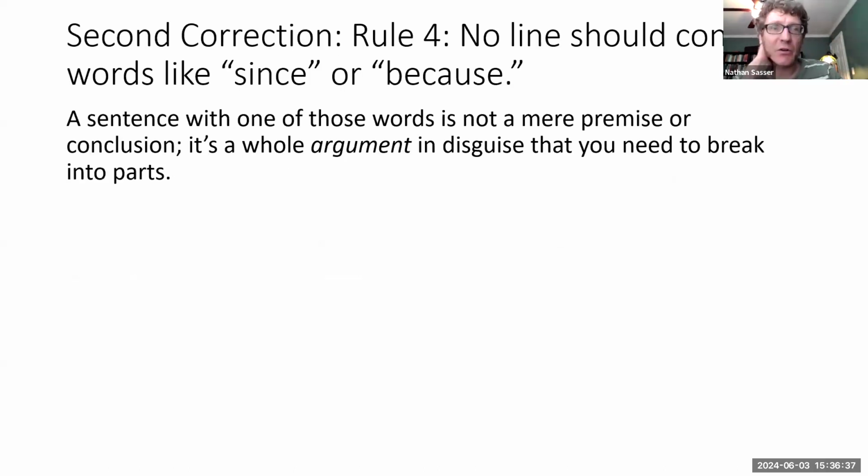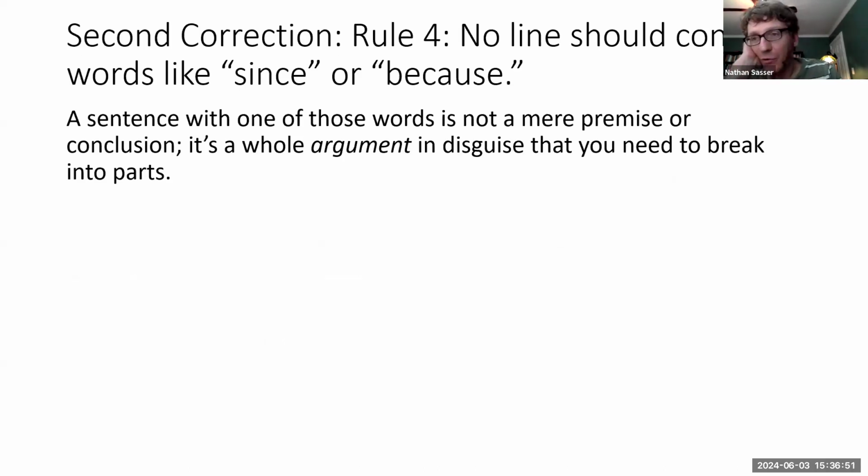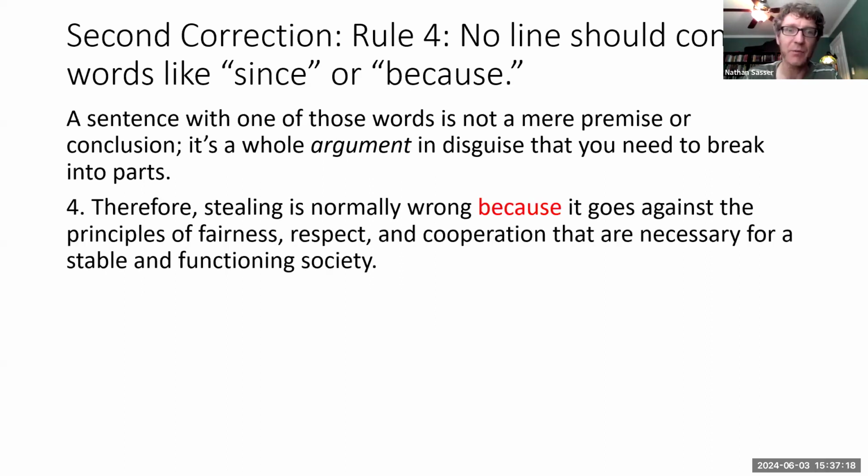Secondly, I noticed that one of the lines, actually it's the conclusion, contains this word because. Therefore, stealing is normally wrong because it goes against the principles of fairness, respect, and cooperation. Now, I have a rule in my rule guide that says no line in an argument should contain words like since or because. Why would I say that? It's because a sentence that has one of those words in it isn't a mere premise or conclusion. It's actually a whole argument in disguise. And you need to break it up into the constituent parts of that argument to get your own train of thought clear. Let me explain to you.